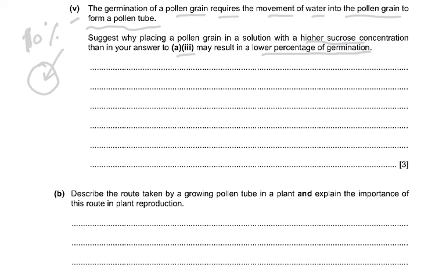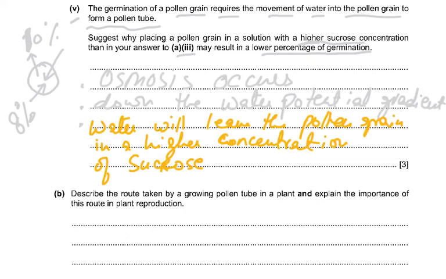So suggest why placing a pollen grain in a solution with a higher sucrose concentration than in your answer to A3. 8% we said was the best. But if we put it in 10%, what will happen? In 8%, water was entering and the germination was good. But if it is 10%, water is probably going to leave, because it says the movement of water to form a pollen tube. Germination means the formation of a pollen tube. So no pollen tube formation is going to take place. So water enters by osmosis. Osmosis occurs down the water potential gradient, 1 mark. Second mark: if you place it in a higher concentration, water will leave the pollen grain.